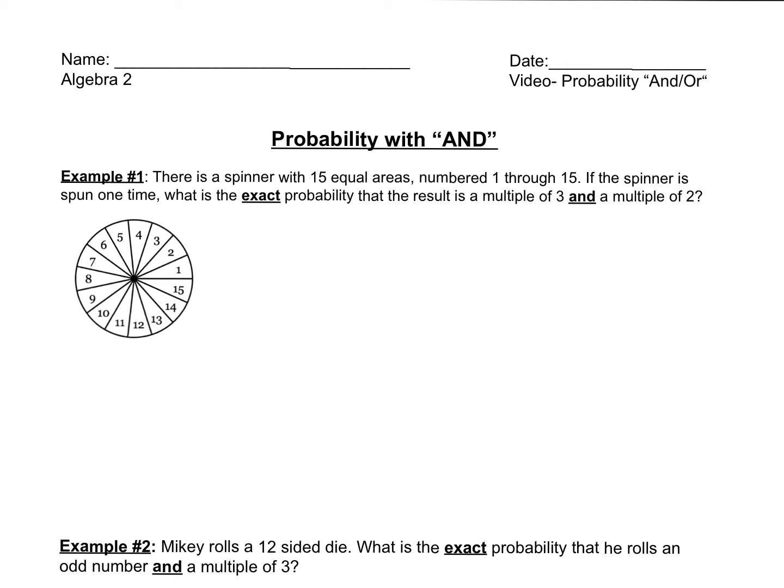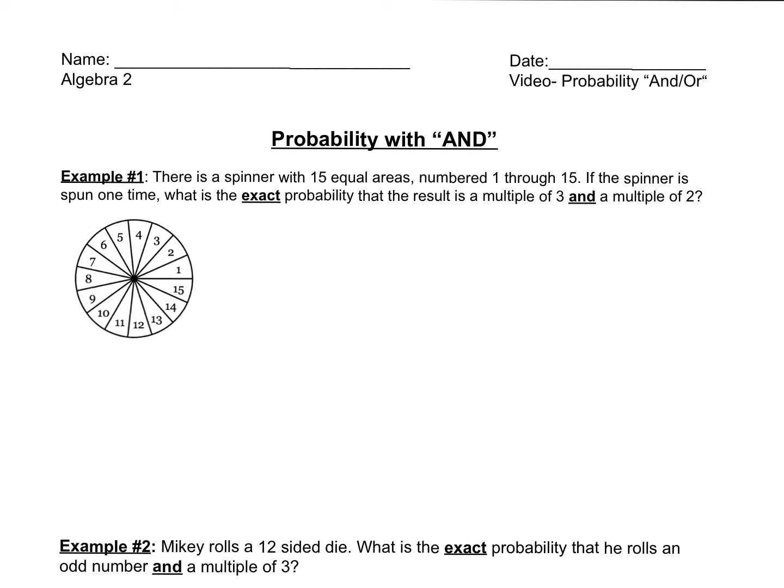Hi, everyone. In today's lesson, we're going to talk about probabilities with and or. Let's start with an example. There is a spinner with 15 equal areas numbered 1 through 15. If the spinner is spun one time, what is the exact probability that the result is a multiple of 3 and a multiple of 2?